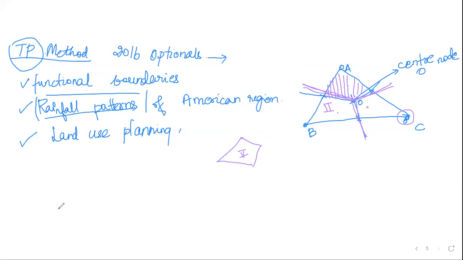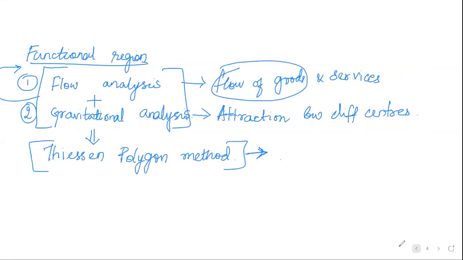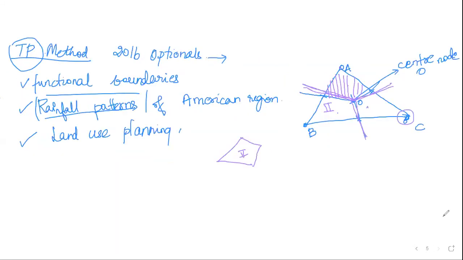That is how the Thiessen polygon method is done. And that is how the functional areas, the functional boundaries of every node, or every educational institution or theater, will be plotted on the map. Remember, it is a combination of the ideas of flow analysis and the gravitational analysis method. All right, so that is my TP method.